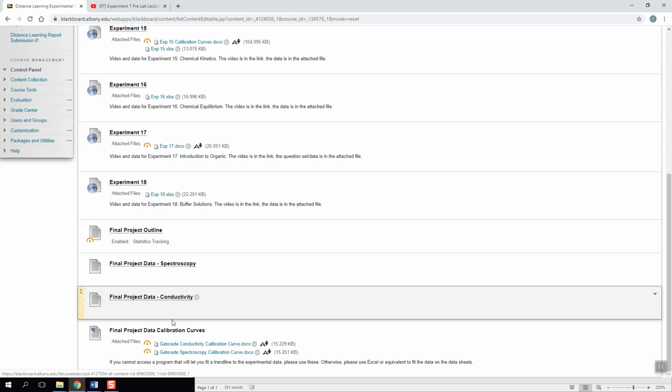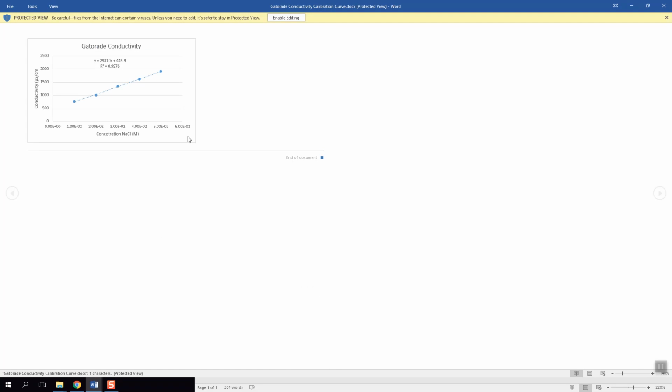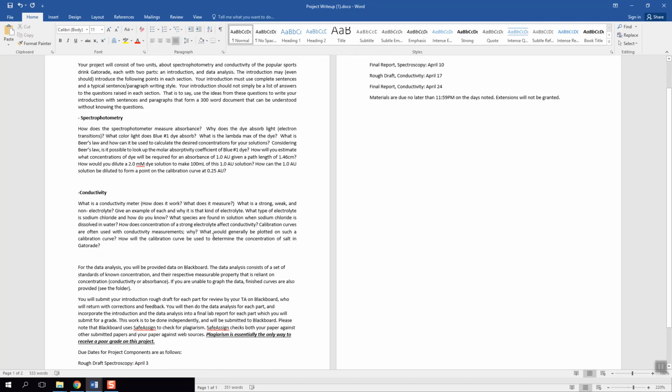So we also provided for you the final project calibration curves as a Word file, so that way you have access to them here if you can't get the Excel to open for whatever reason. So these are basically what the final project is. It's not exactly the same as we had planned for the in-person class, where you actually would have made these calibration curves and made all these solutions and all of this kind of stuff, but we did basically provide some data for you to analyze and to write the introduction for.